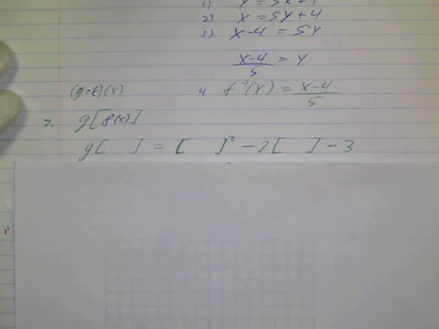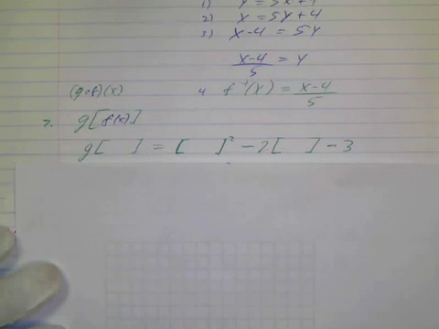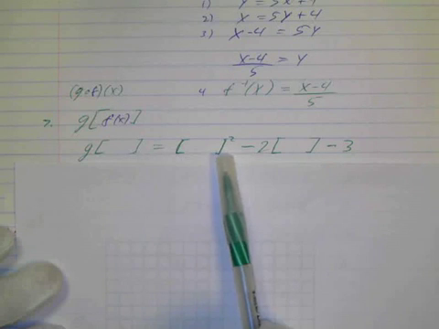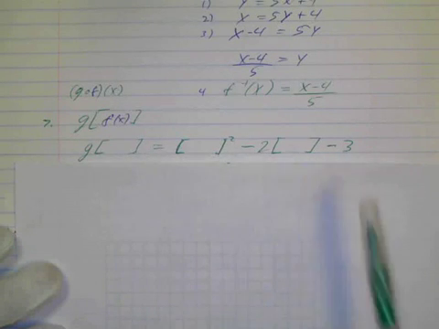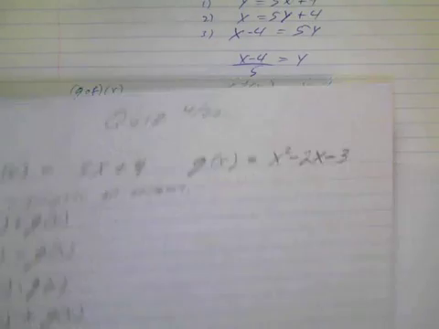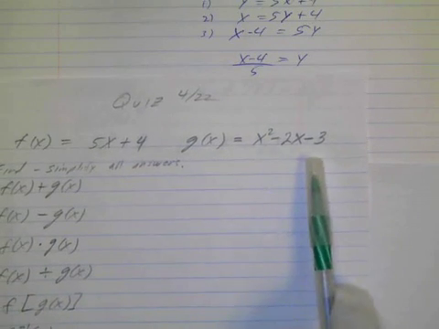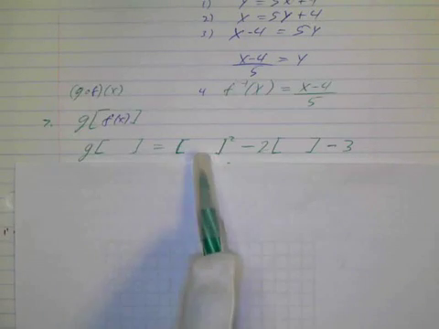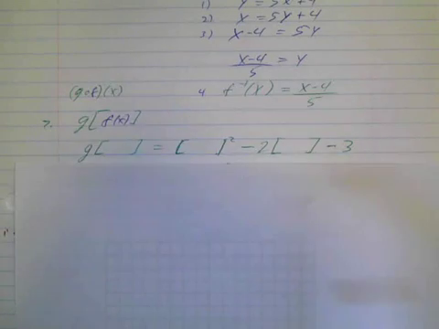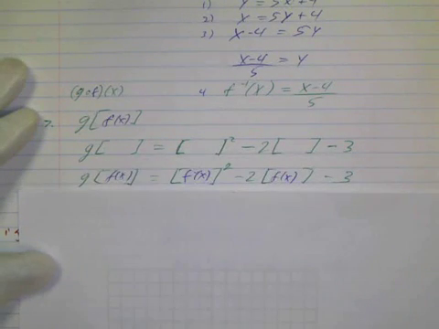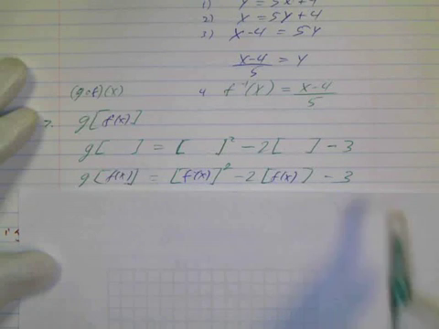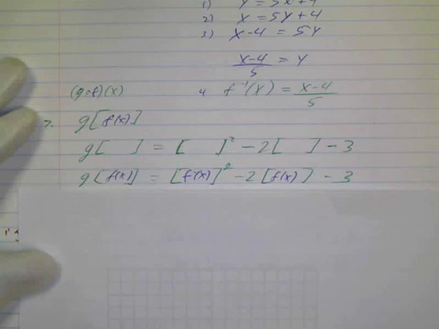So my g rule was g of something equals that something squared minus 2 times something minus 3. Remember, that was the g function over here, which was x squared minus 2x minus 3. That was my rule. And then I want to find g of f of x, so every time I see the blank, I put the f of x, because that's what we're looking for. But what was f of x?